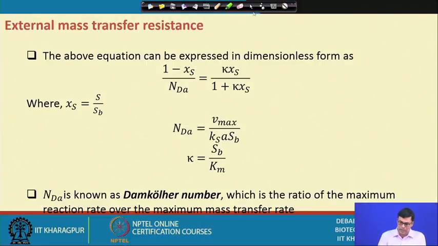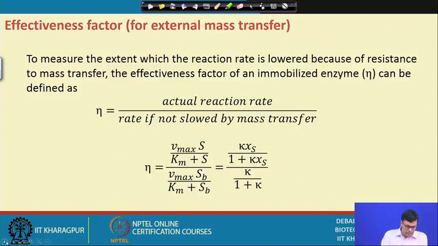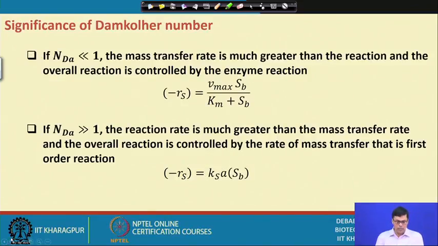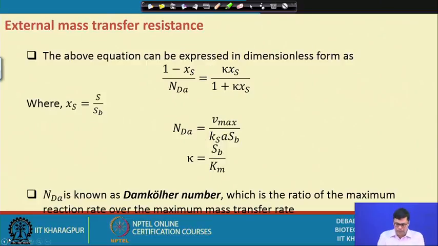If we put all these values, we will come across this equation: (1 minus xs) NDA equals k xs divided by (1 plus k xs), where k is equal to Sb by Km, which we can easily find out. Now, from this equation, what can we conclude?